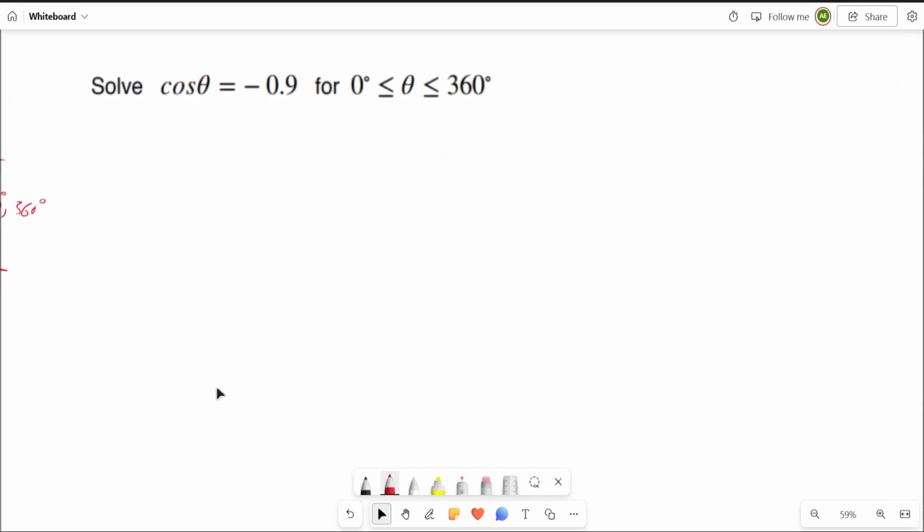Okay, this is a little different. So we have a negative answer now. So again, I have cosine theta equals negative 0.9 for this degrees. So I know I'm working with degrees. So again, we're going to start by finding the base angle, which is cosine inverse of negative 0.9. This is going to give me 154.16 degrees.